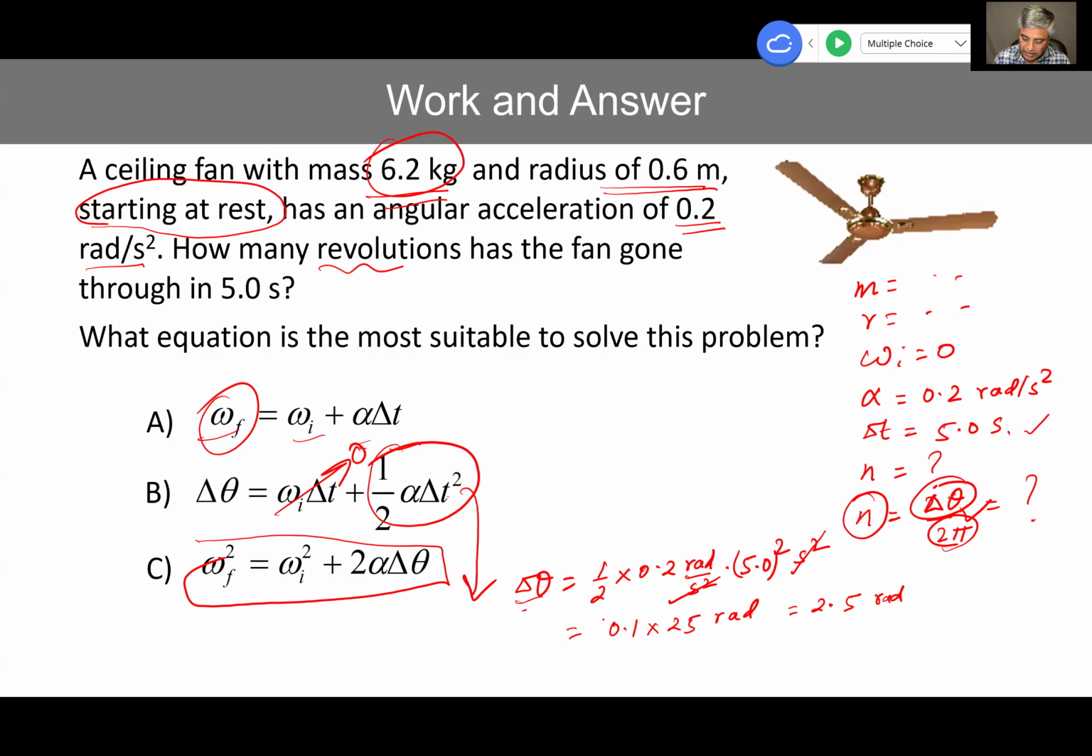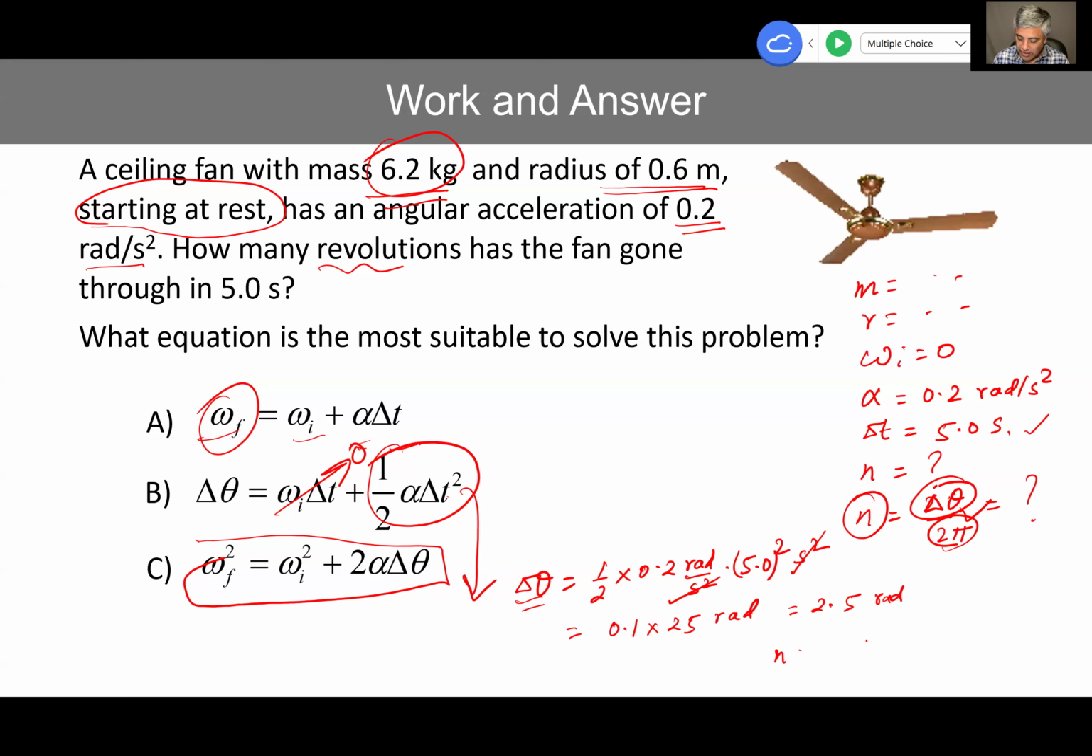Now, what is delta theta then? Let's see if I do that correctly. 25, 0.2 radian per second squared, half. So when you multiply, 25 becomes 2.5. Looks like that is right.